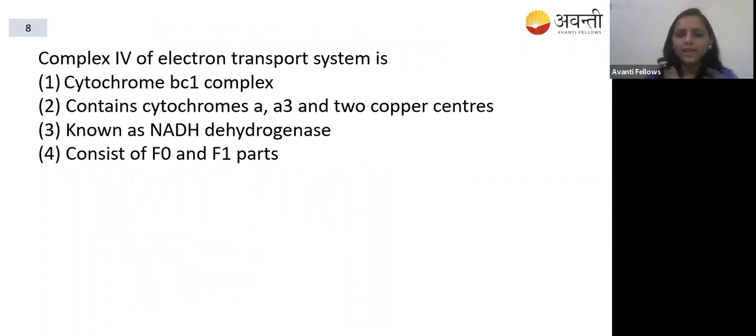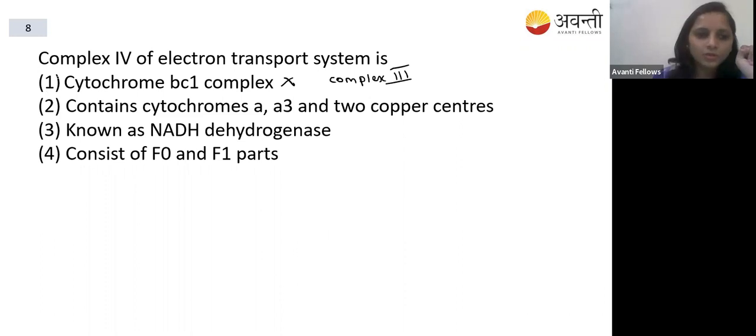Complex 4 of the electron transport system is... Now only we have discussed that. That is the electron transport chain which is present on the mitochondrial membrane. They are asking what is complex number 4. Let us see. Complex number 4 of the electron transport system is cytochrome bc1 complex. No, guys, it is not the correct answer. Remember, complex number 3 name is cytochrome bc1 complex, right? So that is the reason option 1 is wrong.